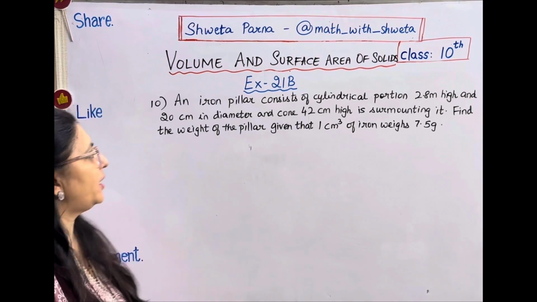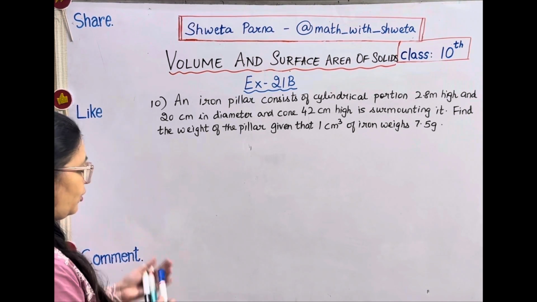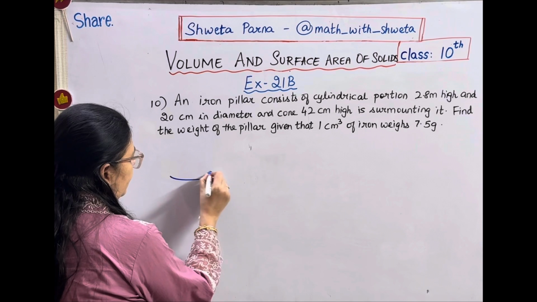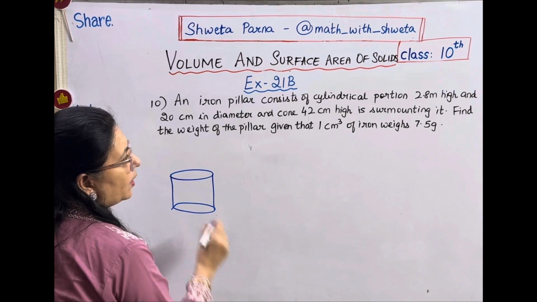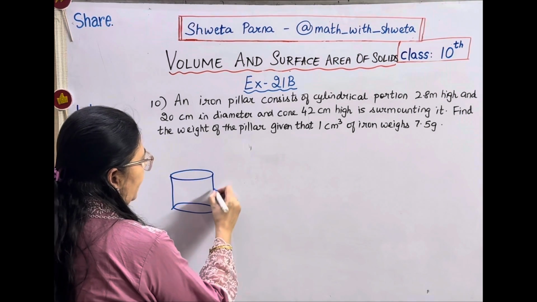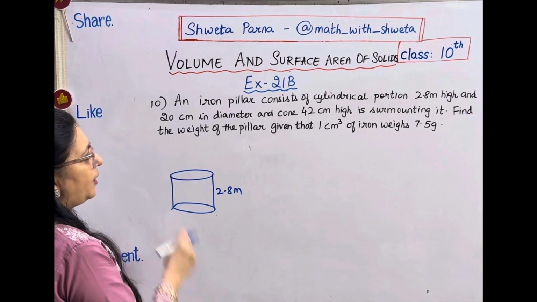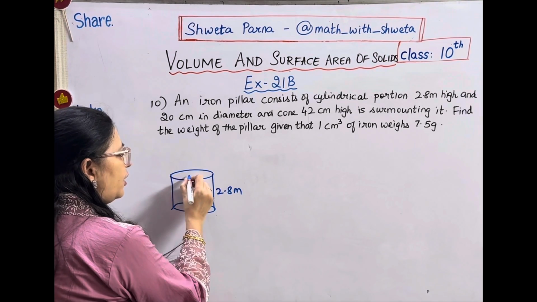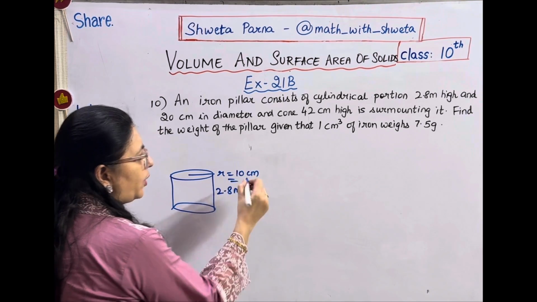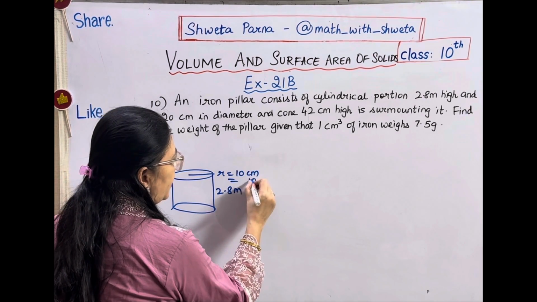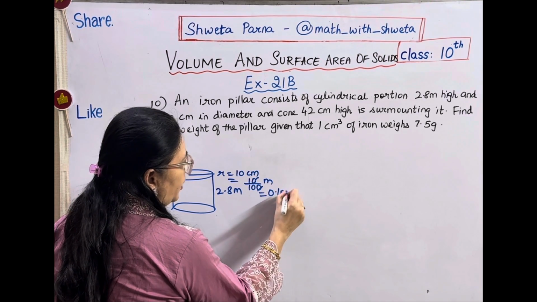Let's go to question number 10, children. An iron pillar consists of a cylindrical portion. Let's draw the cylindrical portion. This is the cylindrical portion. It is 2.8 meters high. Height is 2.8 meters, and 20 centimeter in diameter. So the radius is 10 centimeter, or you can convert it into meter, which is 10 upon 100 meter, which is 0.1 meter.